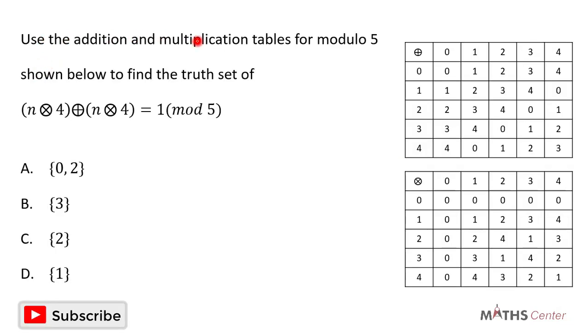Use the addition and multiplication tables for modulo 5 shown below to find the truth set of n times 4 plus n times 4 is equal to 1 mod 5. This is a multiple choice question, and so we will solve the question, and then after that we will pick the correct option. So we have two tables here. The first one is an addition table in modulo 5, and the second one is a multiplication table in modulo 5. The question wants us to use the table to find the truth set of this equation.